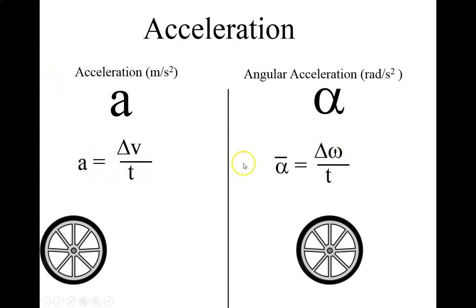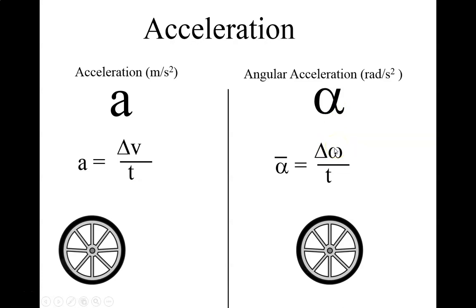And again, these are the exact same equations. Average velocity, or I'm sorry, average acceleration equals change in velocity over time. Angular acceleration equals change in angular velocity over time. It's the exact same equation, just with Greek letters. So this is a lowercase Greek alpha. I kind of draw it like a fish, and so same thing.